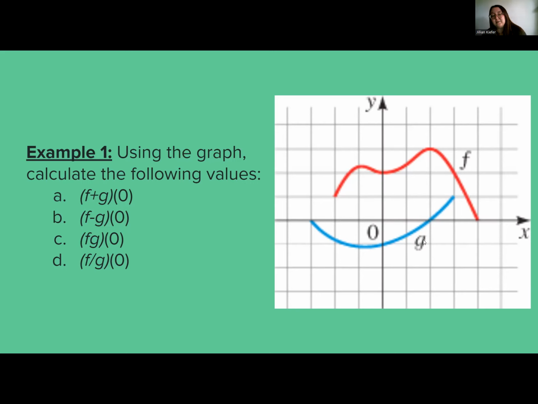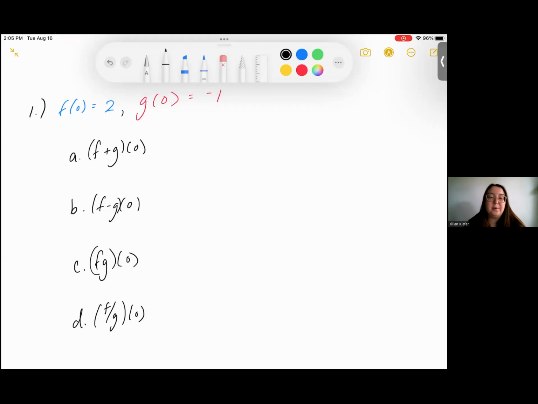So let's go ahead and really quickly do these calculations in our notes. All right, so here's example 1. We said that f of 0 was 2 and g of 0 was -1. So we're going to use these values. But we're first going to express all our different operations into a more simplistic version. So we said that f plus g of 0 was going to be the same thing as f of 0 plus g of 0.